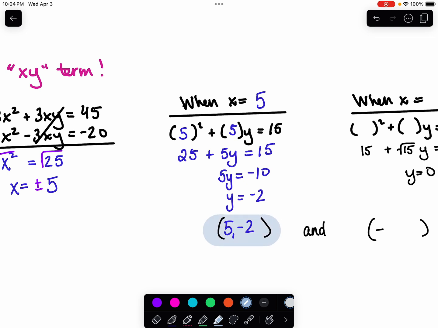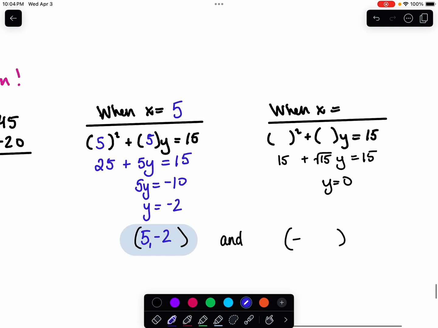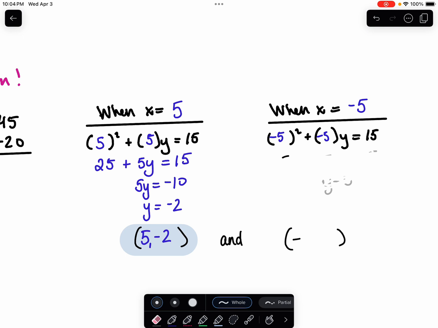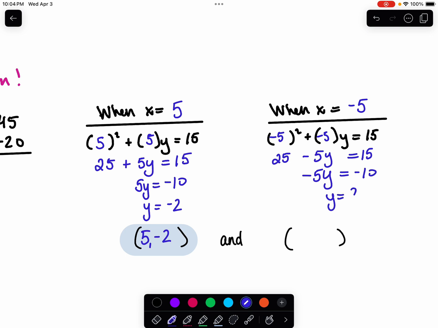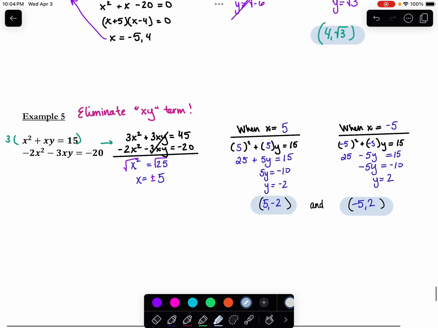And then we'll do the same thing over here for when x is negative 5. So when we plug a negative 5 in here, we can see that negative 5 squared is still positive 25, but this is going to be negative 5y equals 15. So negative 5y equals negative 10, so then y equals positive 2. So we have negative 5 comma positive 2 as our second solution.